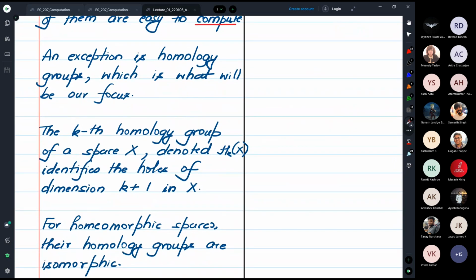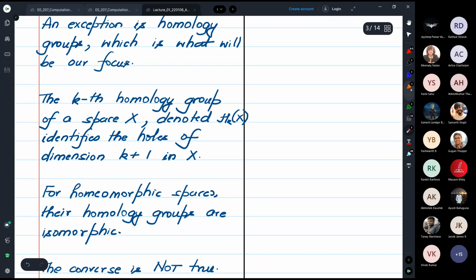So as I mentioned, the summary is that we are interested in topological invariants that are computation friendly, and an example of that is homology groups. Some of you must have seen groups. Even if you have not, in the next class we will go over some basic ideas of groups. These homology groups are basically groups, and to every space X we will assign a sequence of such groups.